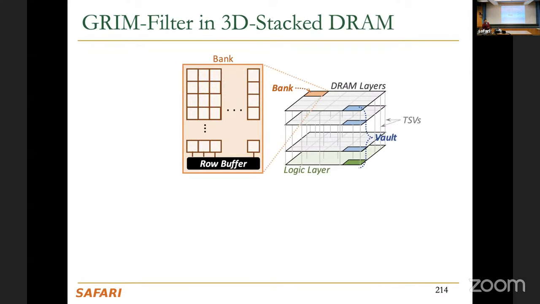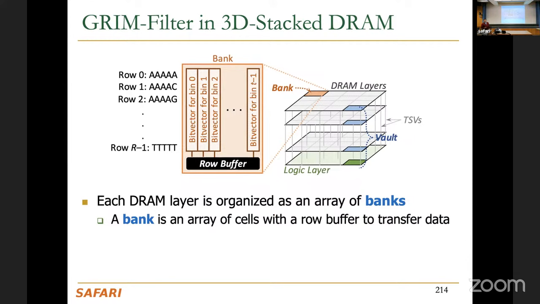So how do we implement this, then, the GRIM-Filter idea? What we do is store the bit vectors in the rows or the columns of the banks in the DRAM. This enables us, when you make a row access, to query the existence of the same k-mer in parallel for many bit vectors. Because when you access a row, you bring the data to the row buffer in parallel. So you're querying a single k-mer for many bit vectors in parallel in the row buffer.